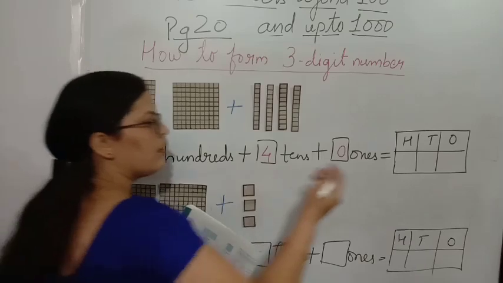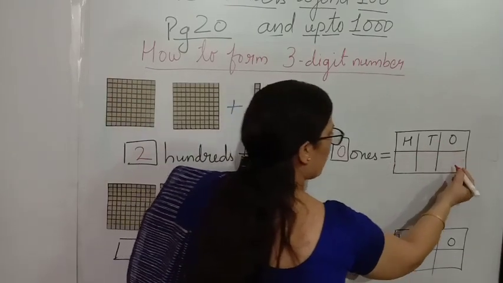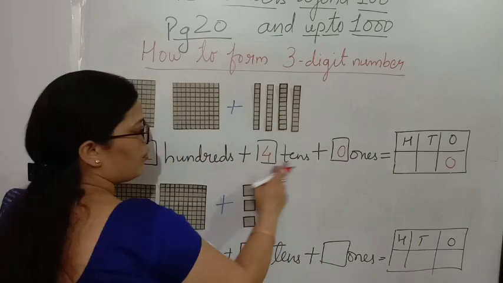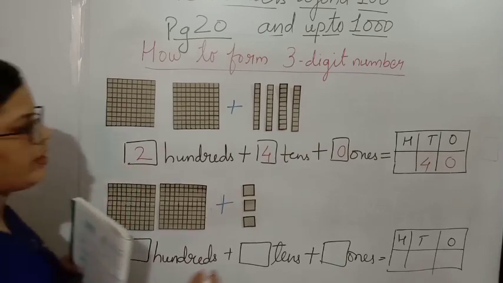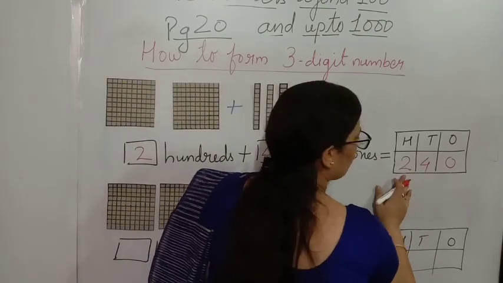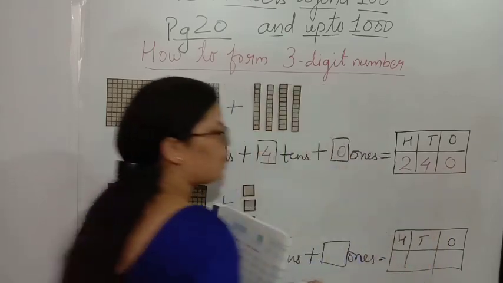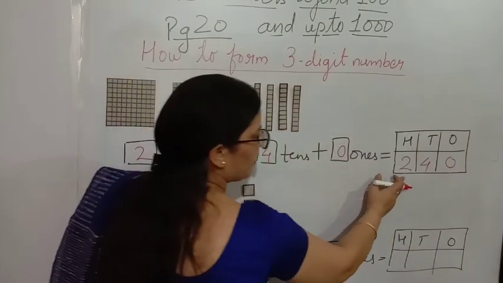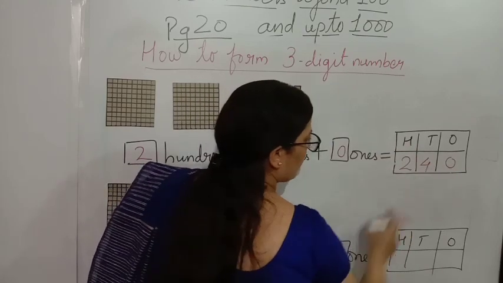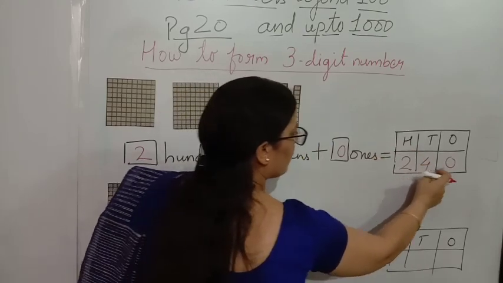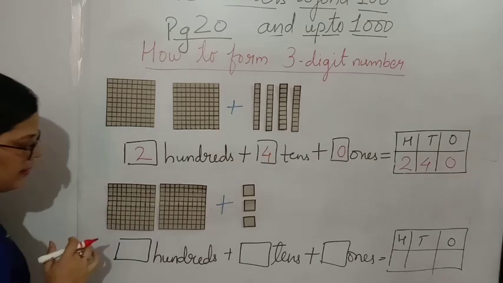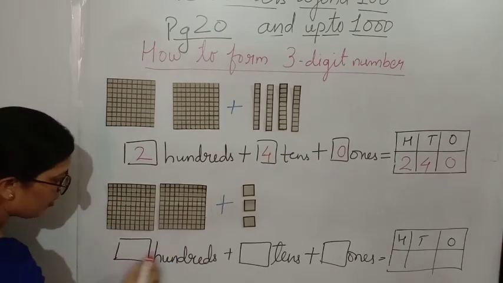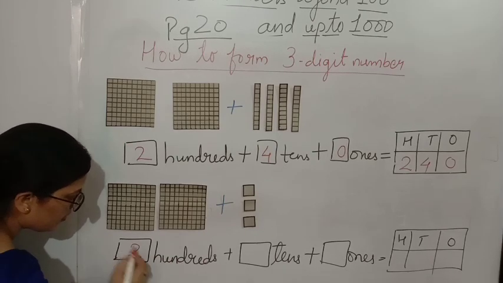Now here we'll arrange the numbers according to the place. Ones is 0, tens is 4 and hundreds is 2. So the number we formed is 240. And we'll read the number as 240. Now the next question. This one. How many blocks of hundreds are there? 1, 2. So here at hundreds place we'll write 2.